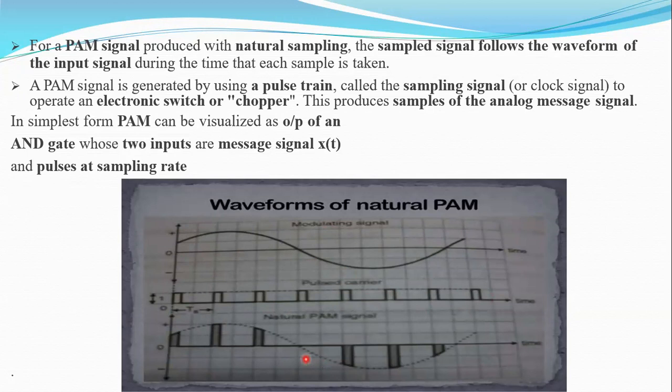Now, how is this PAM signal generated? The PAM signal is generally generated by using a pulse train called the sampling signal. This is called a sampling signal, or we can call it a pulse train, to operate an electronic switch or chopper. This produces the samples of analog message signals.